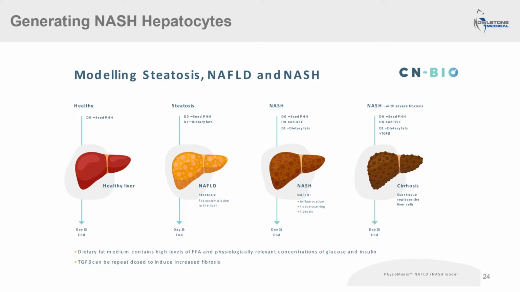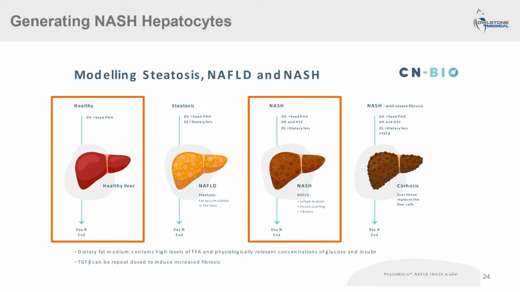For example, if we add only fat, then the hepatocytes accumulate fat, and they could represent non-alcoholic fatty liver disease at the stage of simple steatosis. If we add also Kupffer cells and hepatic stellate cells, then we would have accumulation of fibrotic tissue mimicking a condition such as NASH. And then if we add also TGF-beta, then we can generate a condition that resembles a more advanced stage of NASH, almost cirrhosis. So we started by comparing NASH hepatocytes against healthy hepatocytes.